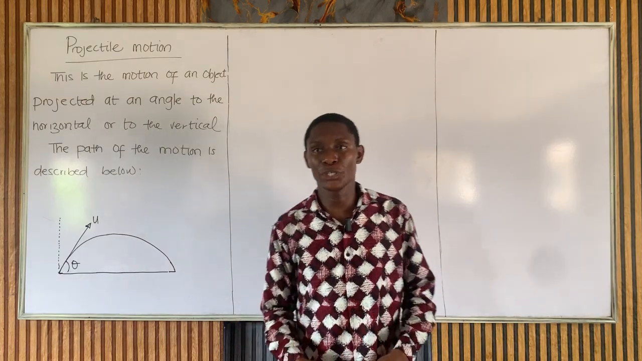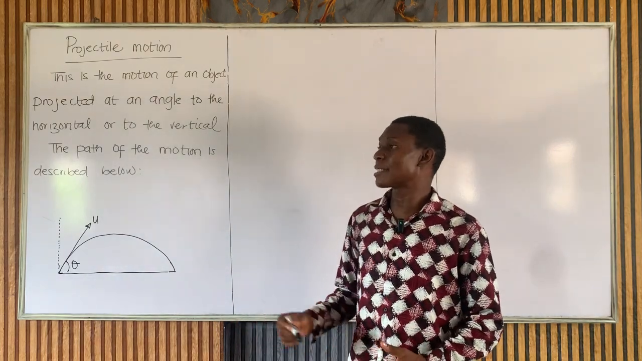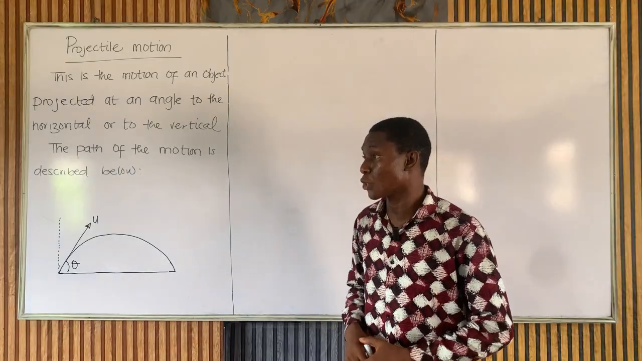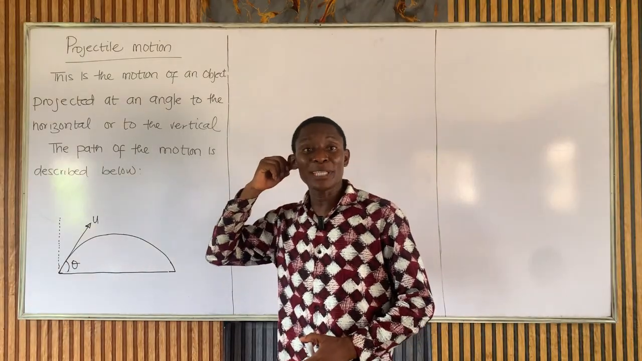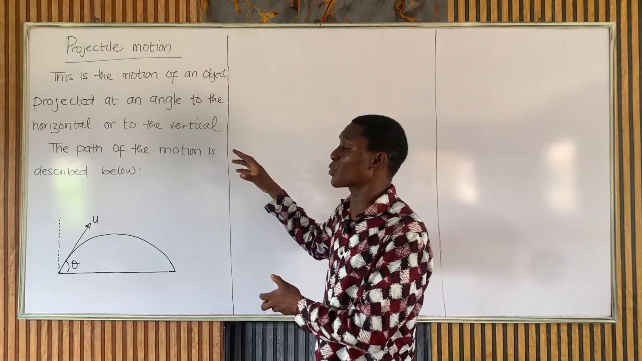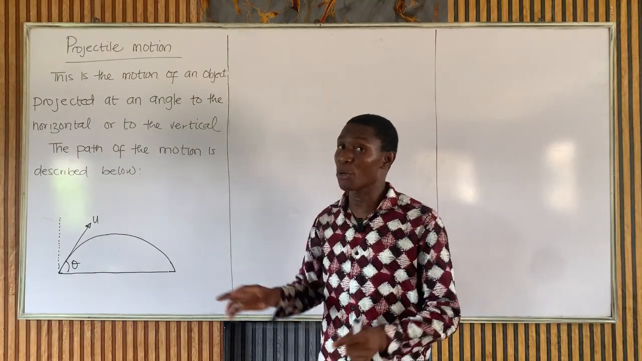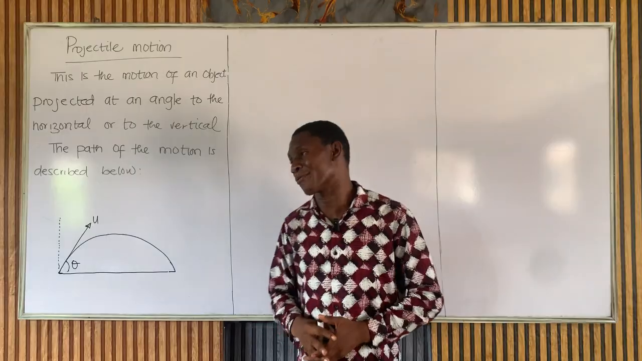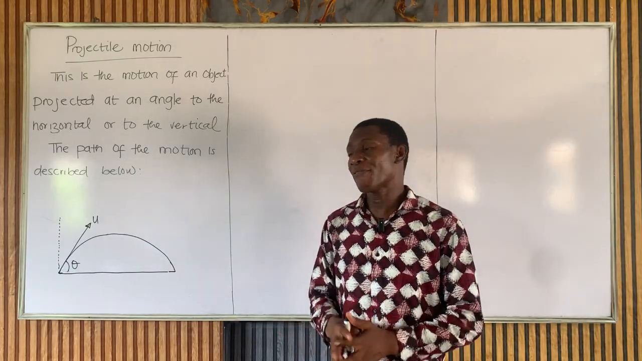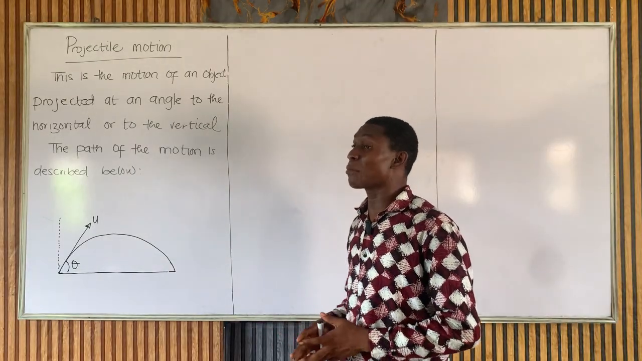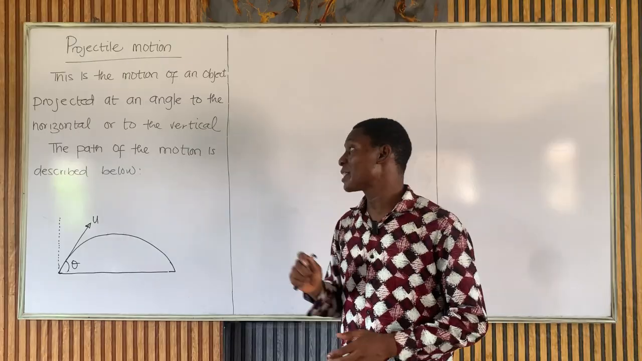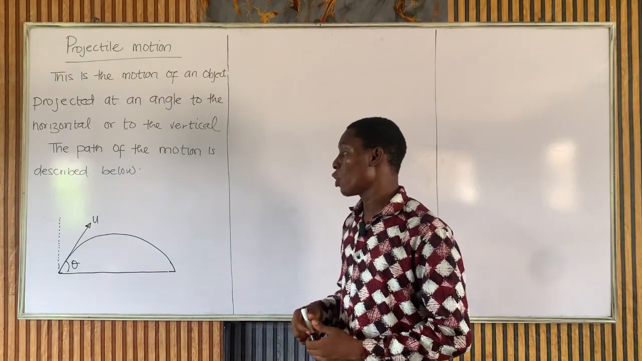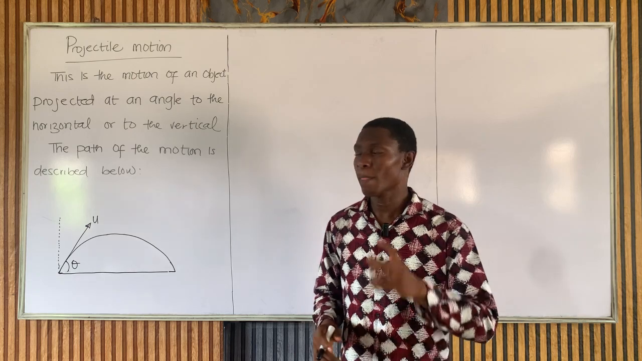Projectile motion. You see, this is a very important aspect of motion. And it's so important because many things are construed about this motion, which by God's grace, I will be unveiling every one of them. First and foremost, projectile motion is the motion of an object projected at an angle either to the horizontal or to the vertical.